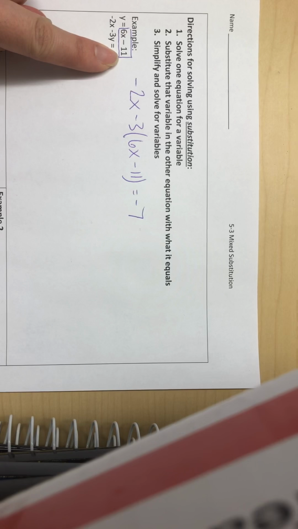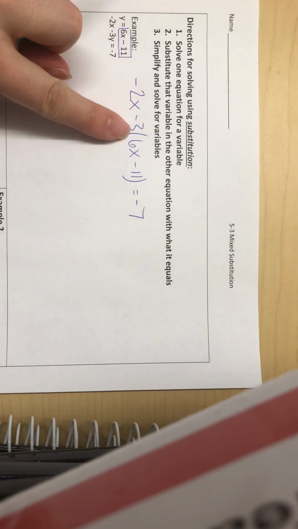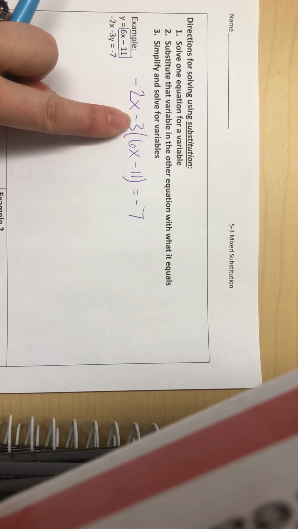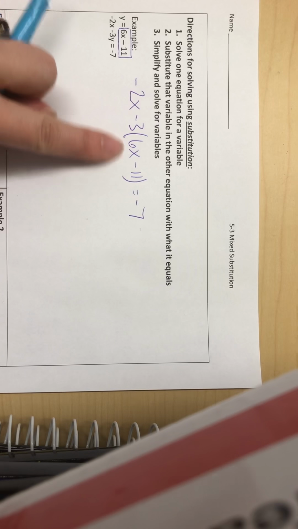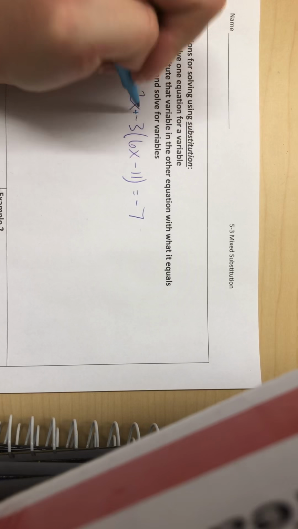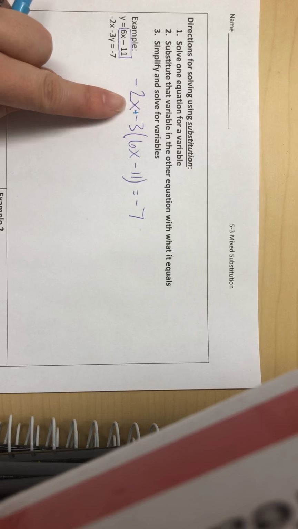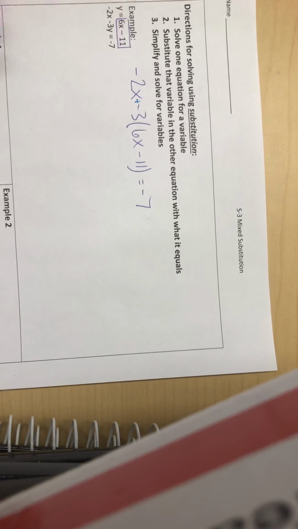Now I'm going to go through and simplify. So I notice that I have negative 2x minus 3 here, and I know that the negative 3 is going to have to be distributed through. And to help me remember that, I'm going to put an addition sign here, because negative 2x minus 3 and negative 2x plus negative 3 are the same thing.